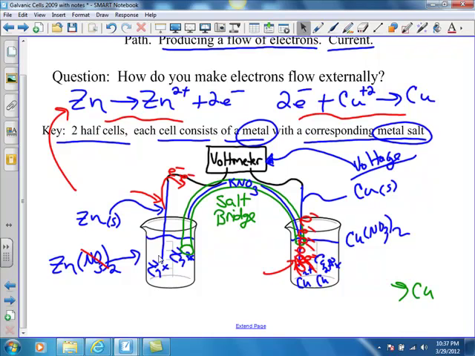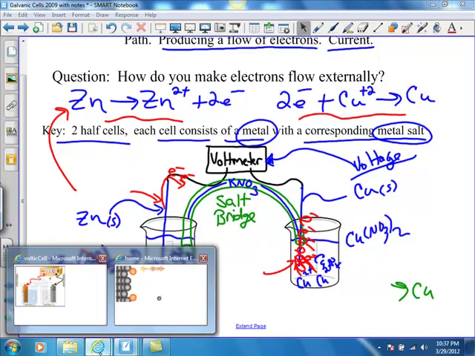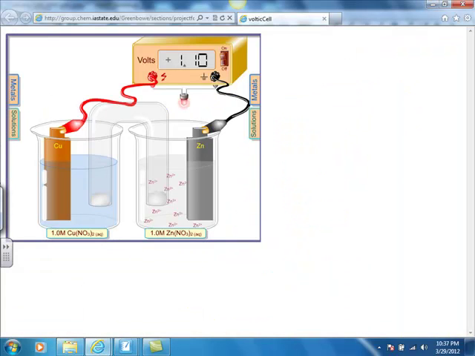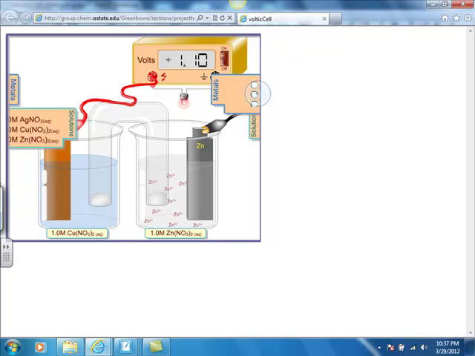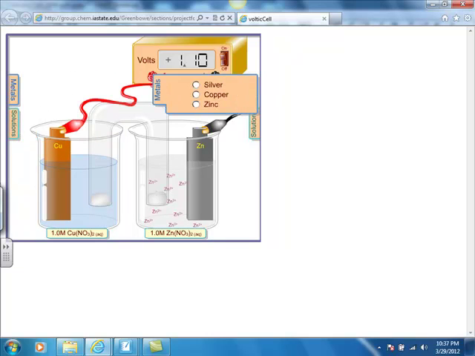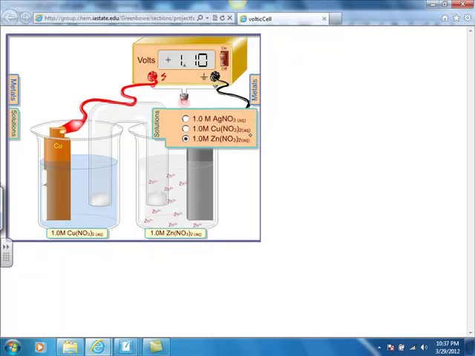So that's what's happening. And let me go to another website that I really like just to show you the same exact thing. So here's the same exact half cells that I just created. Okay? And I can put any metals I want in here. So I'm going to put in copper on this side, and I'm going to put copper nitrate solution. And then over on this side, I'm going to put zinc, and the solution I'm going to put is zinc nitrate. Okay, and then I'm going to turn this on.